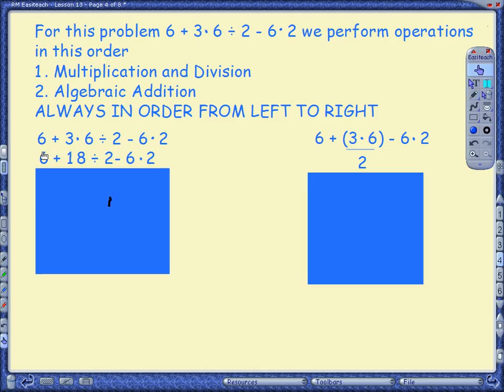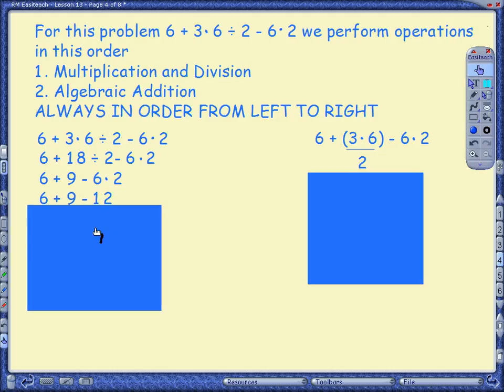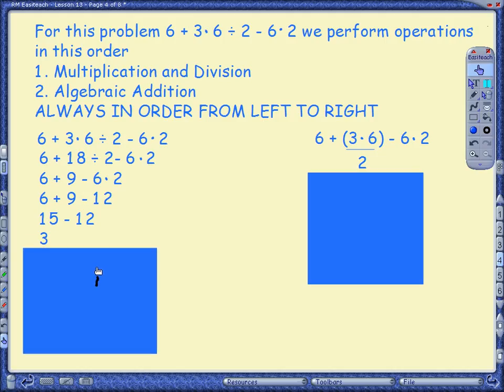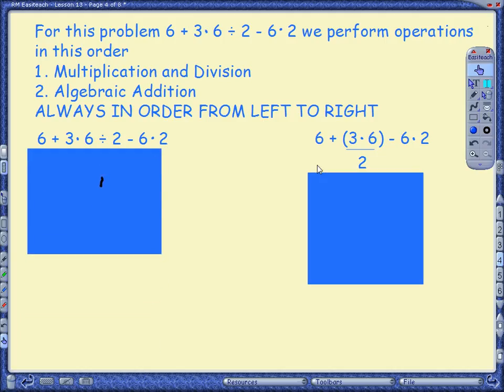Okay, so here we do 6 plus. We multiply 3 times 6, and we rewrite everything else. Divided by 2 minus 6 times 2. Next step, do our division. 6 plus gets rewritten. 18 divided by 2 is 9, minus 6 times 2. And now 6 plus 9 minus 12. 15 minus 12 is 3. Okay, and everything is finished.